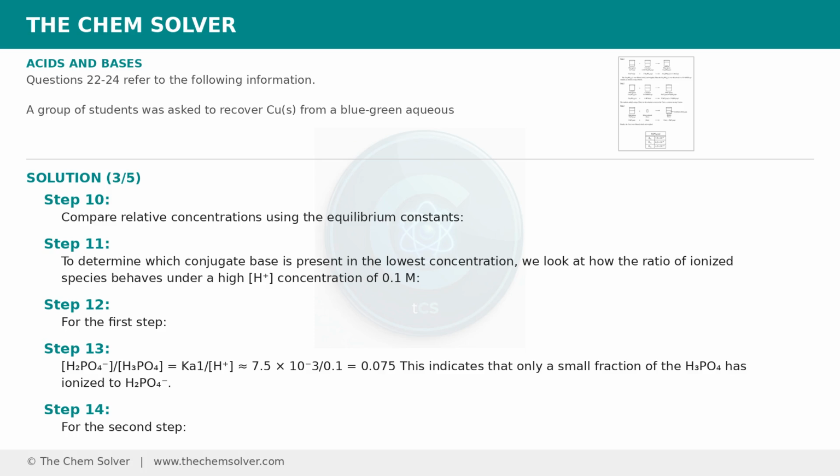Compare relative concentrations using the equilibrium constants. To determine which conjugate base is present in the lowest concentration, we look at how the ratio of ionized species behaves under a high H+ concentration of 0.1 molar. For the first step, H2PO4- over H3PO4 equals Ka1 over H+. Approximately 7.5 times 10 to the power negative 3 over 0.1 is equal to 0.075. This indicates that only a small fraction of the H3PO4 has ionized to H2PO4-.